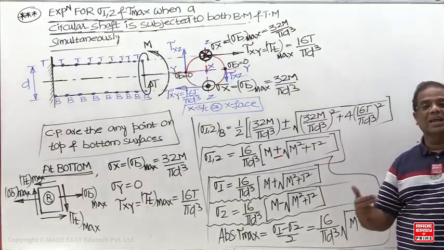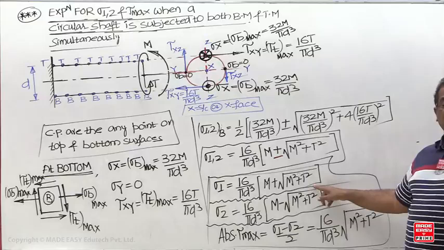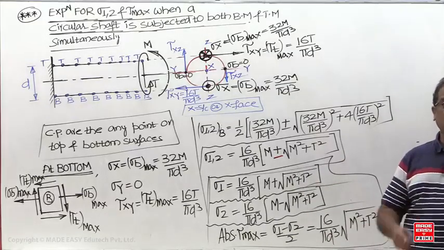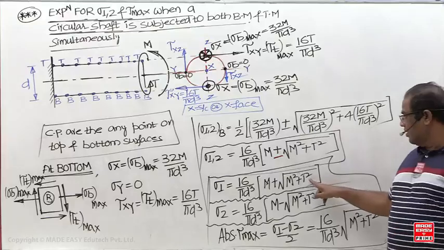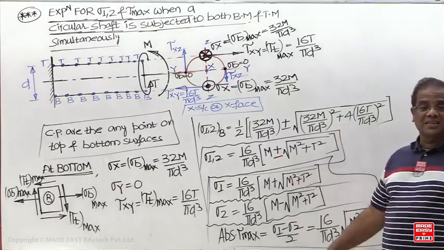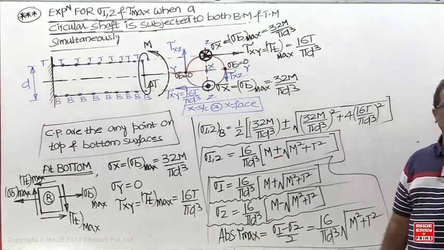Suppose the bending moment is acting alone, what do I have to make it now? The twisting moment T is 0. If the bending moment is acting alone, it means pure bending. Pure bending is a uniaxial state of stress. Only one principal stress is there now.